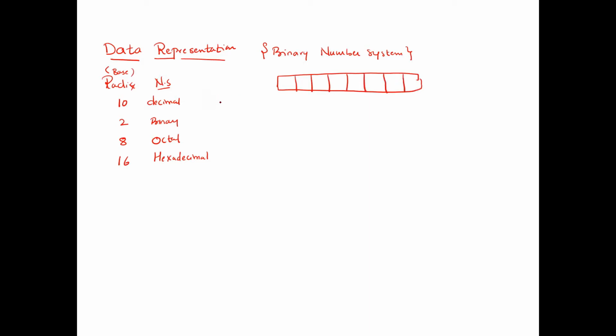If the radix is r, then how will the place value be given? This is r raised to 0. The next place values are r raised to 1, r raised to 2, r raised to 3, r raised to 4, and so on. And after the decimal point, the place values are r raised to minus 1, r raised to minus 2, r raised to minus 3.